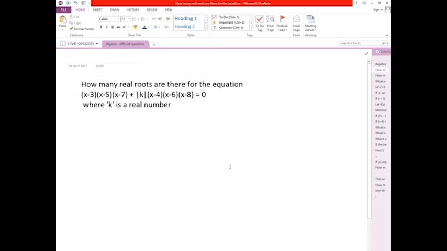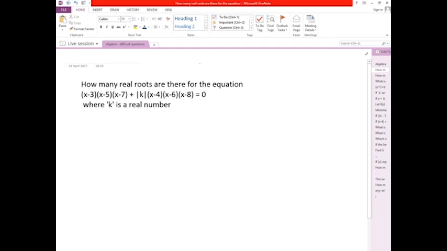So this is the first question which we are going to do. The question here is, how many real roots are there for the equation? An equation has been given to us, which is (x minus 3)(x minus 5)(x minus 7) plus mod of k into (x minus 4)(x minus 6)(x minus 8) equal to 0, where k is a real number. And now we have to say how many real roots this equation will have.